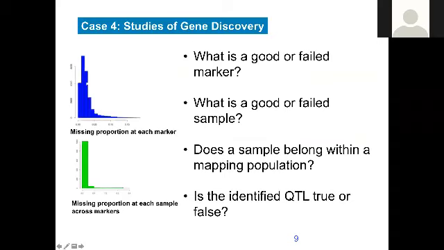And another aspect is the markers. When I'm doing gene discovery, what's a good marker and what's a bad marker, what we want to use or what we don't want to use. The result is that a QTL may be false if we don't have proper quality control of the marker data.